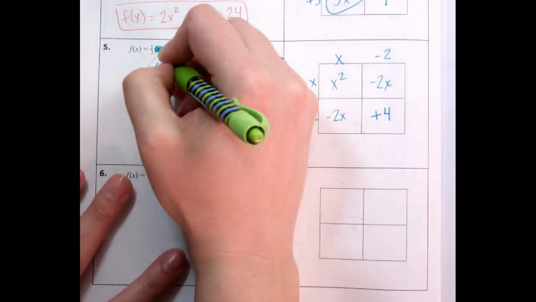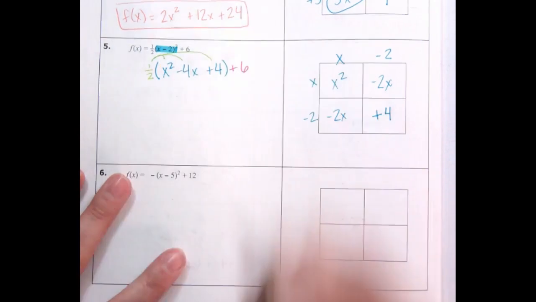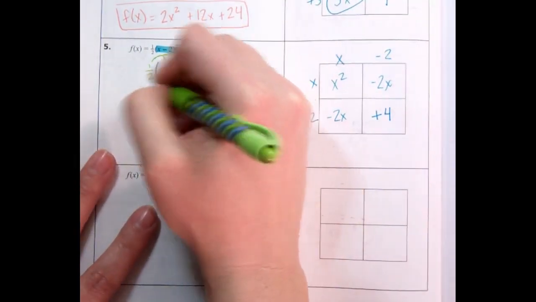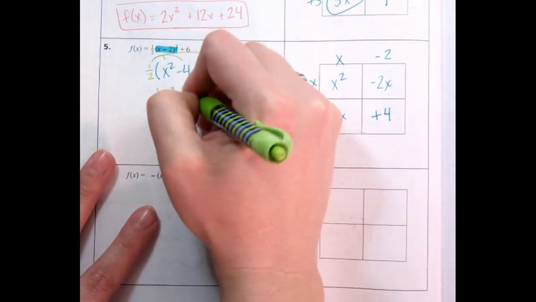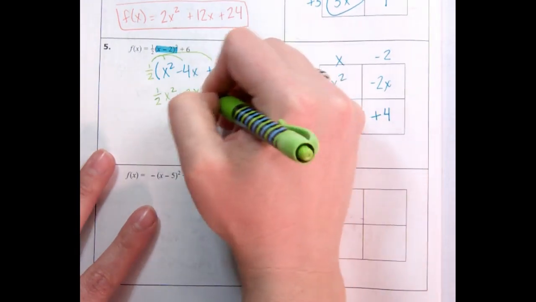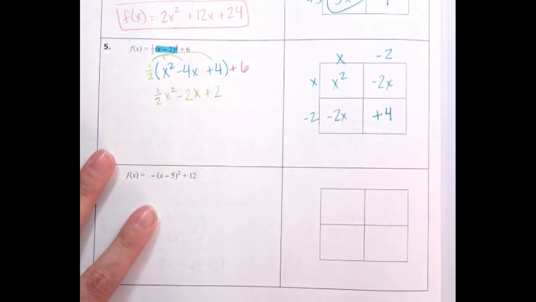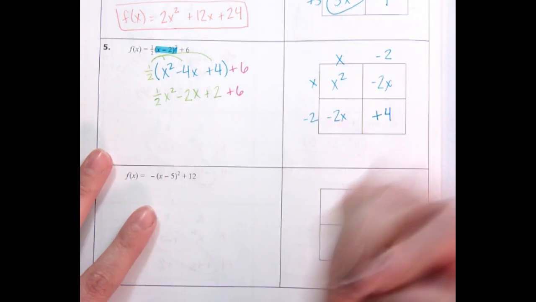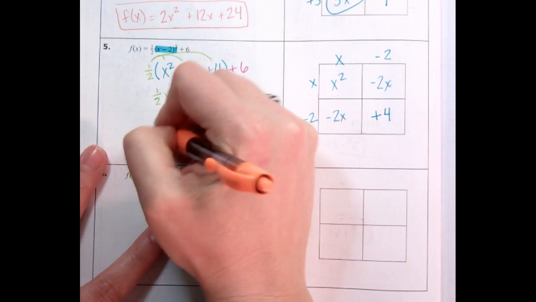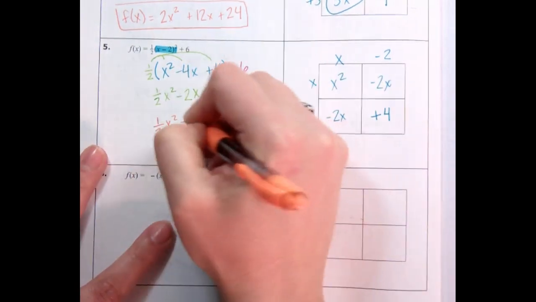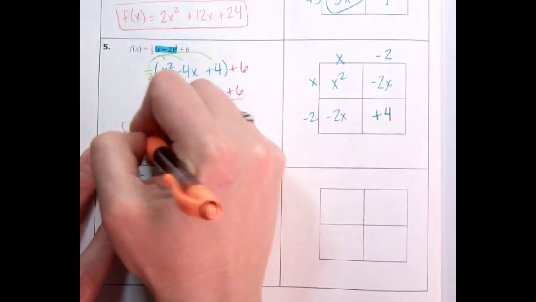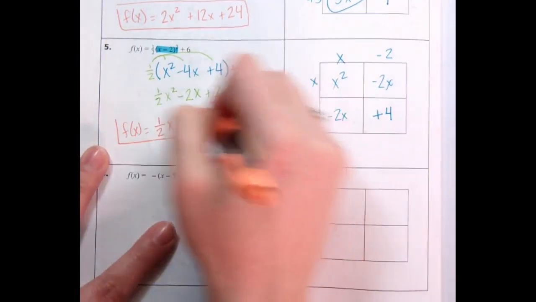So go through and distribute that 1/2. 1/2 x squared. Half of negative 4 is negative 2x. Half of positive 4 is plus 2. And I still have the plus 6. Last step, combine those two like terms. 1/2 x squared minus 2x plus 8. F of x goes out in front.